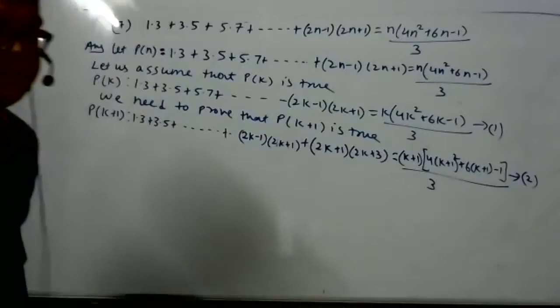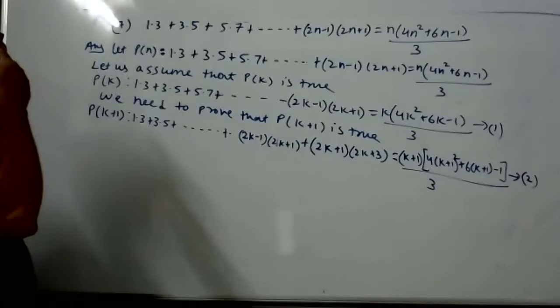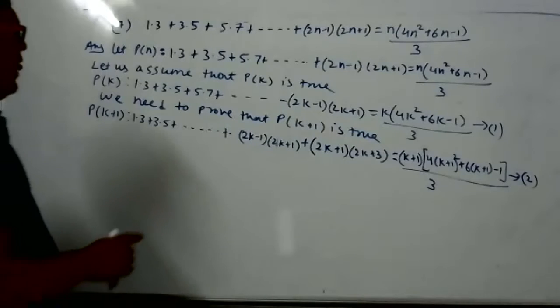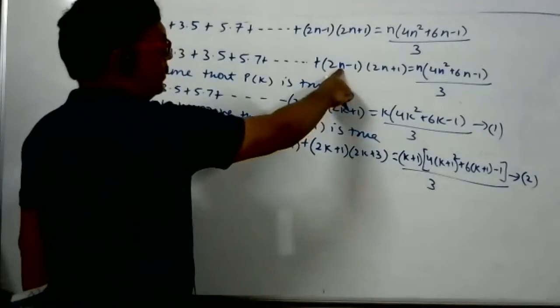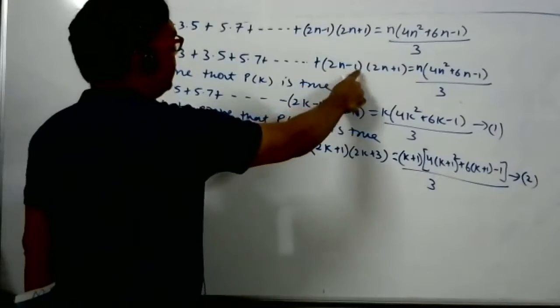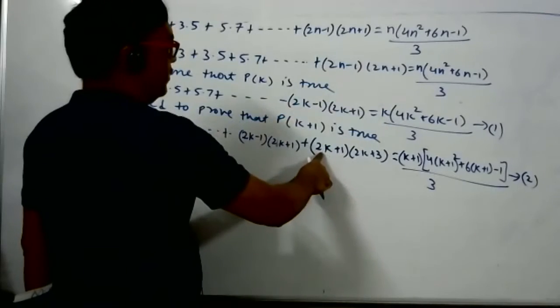Ridha, what doubt do you have, student? The last term of P of k, I don't have any doubt. What is the last term of P of k plus 1? It means in the place of n, write k plus 1. So here I wrote k plus 1. So 2k plus 1, how much is it? This much only, no?